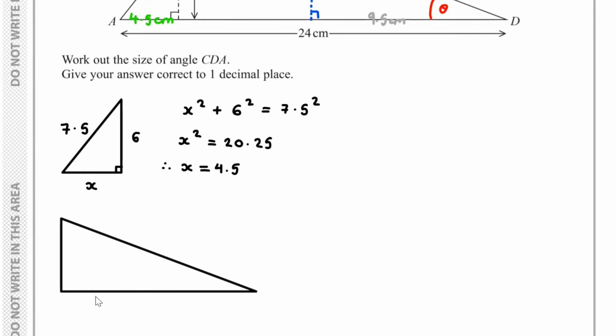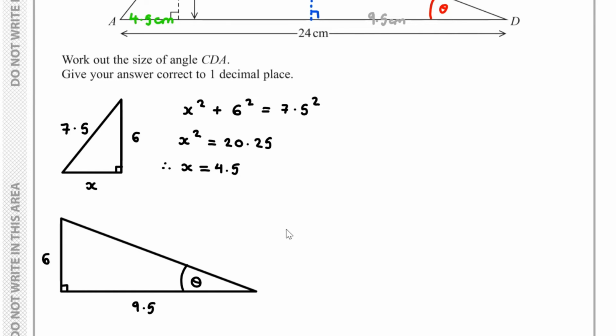So here we've got the 9.5 centimeters. Of course, we've got a right angle here. Here we've got 6, and we're finding the angle theta. So we've been given the opposite, we've been given the adjacent. What connects those is tangent.